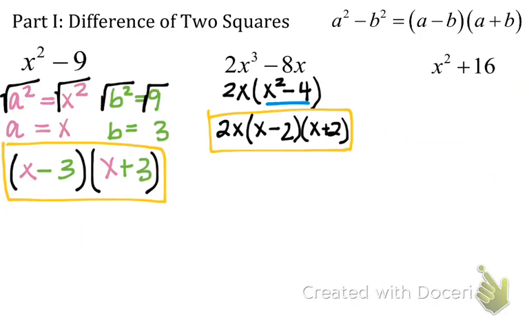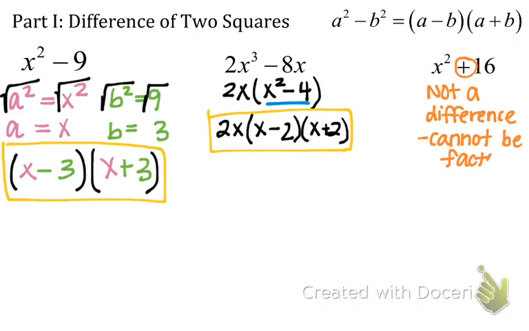Finally, last one actually, we have x squared plus 16. Since this is a positive sign in the middle, meaning that those are being added, this is not a difference. This, therefore, cannot be factored and will be called not factorable.